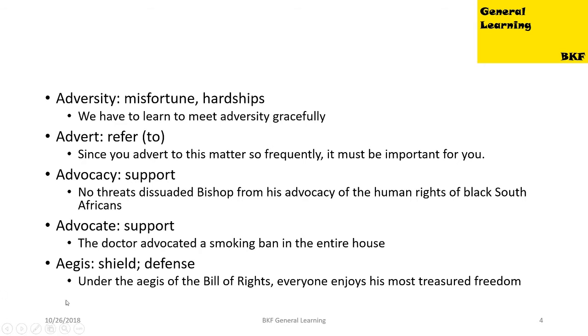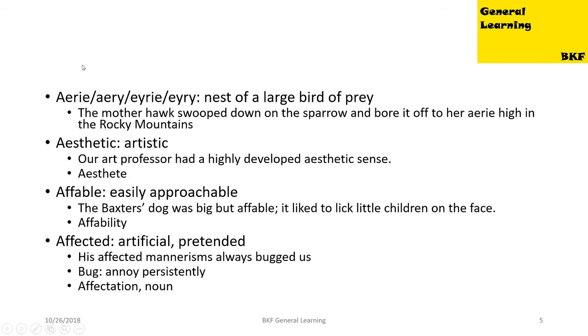An aegis is a shield or defense, it's a noun. Here's a usage. Under the aegis of the Bill of Rights, everyone enjoys his most treasured freedom. Then we have airy. It's a noun, it means nest of a large bird of prey. Here's a usage. The mother hawk swooped down on the sparrow and bore it off to her airy high in the Rocky Mountains.